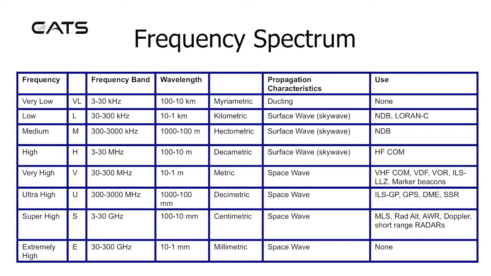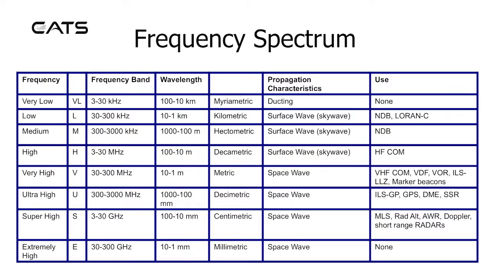The frequency spectrum can be displayed as a table where frequencies range in bands from very low, low, medium, high, very high, ultra high, super high, up to extremely high, with frequencies of 3 to 30 kilohertz, increasing up to 30 to 300 gigahertz. The wavelength is inversely proportional and ranges from 100 to 10 kilometers down to as small as 10 to 1 millimeter. The wavelengths have names such as myriametric, kilometric, hectometric, decametric, metric, decimetric, centimetric, and millimetric.